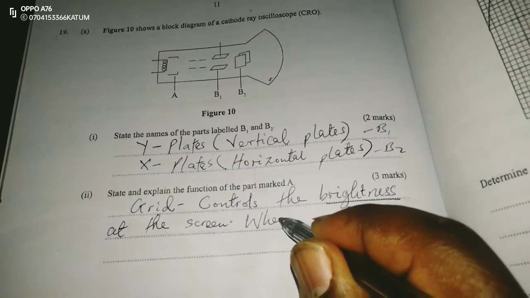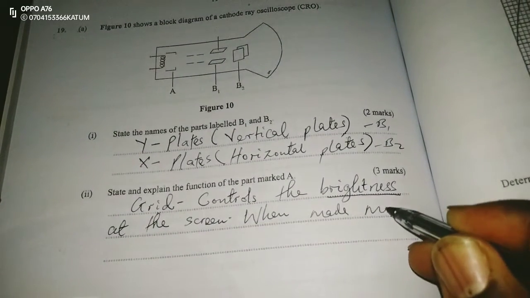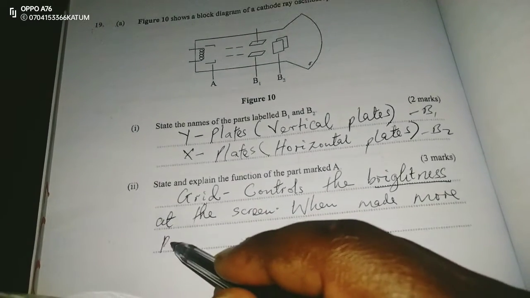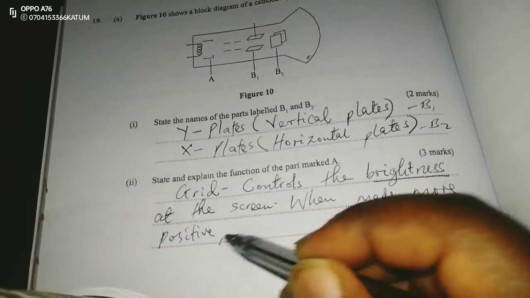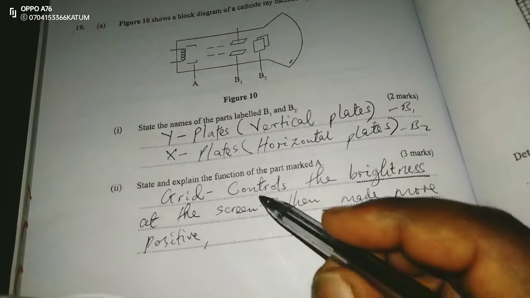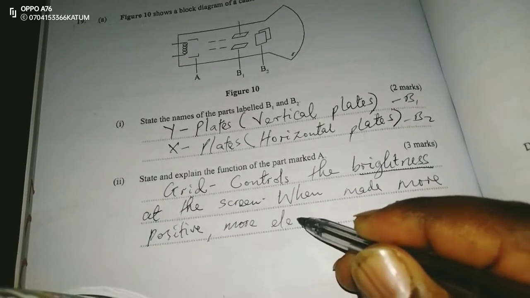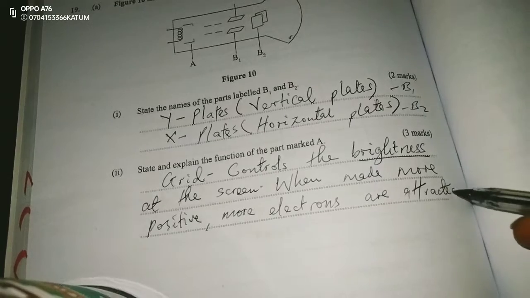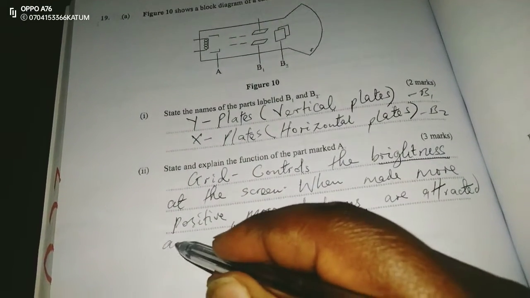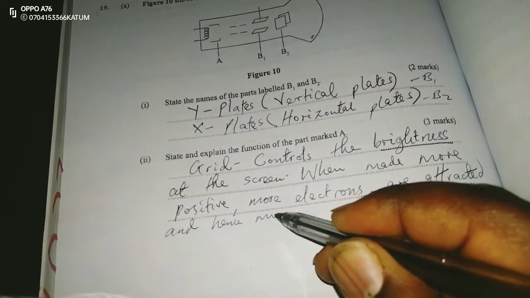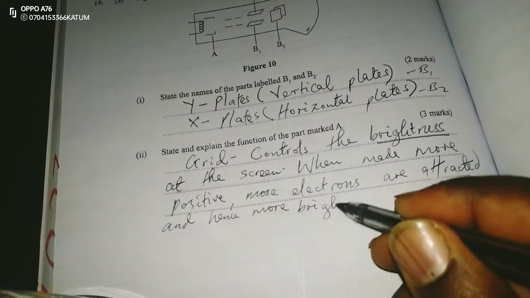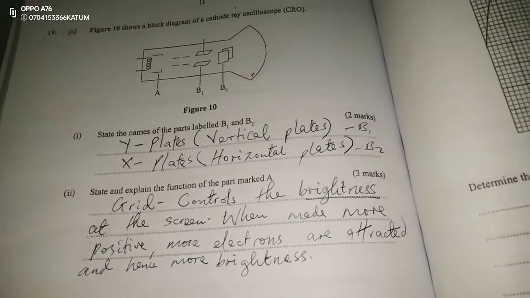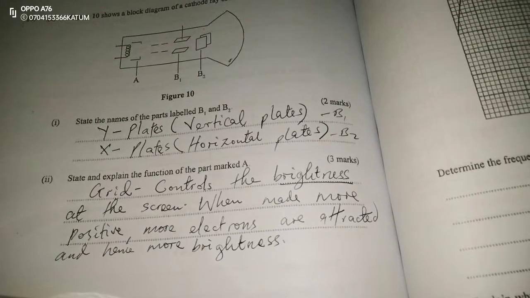So when the grid is made more positive, remember, electrons are negative, so there will be much attraction. So we say more electrons are attracted, and hence more brightness. So the more positive it is made, the more electrons will get attracted and hence a greater brightness at the screen.